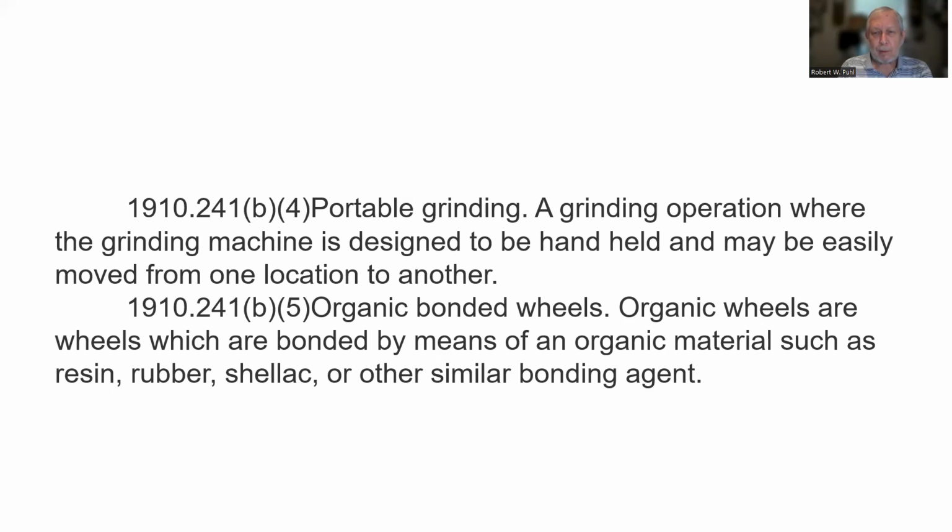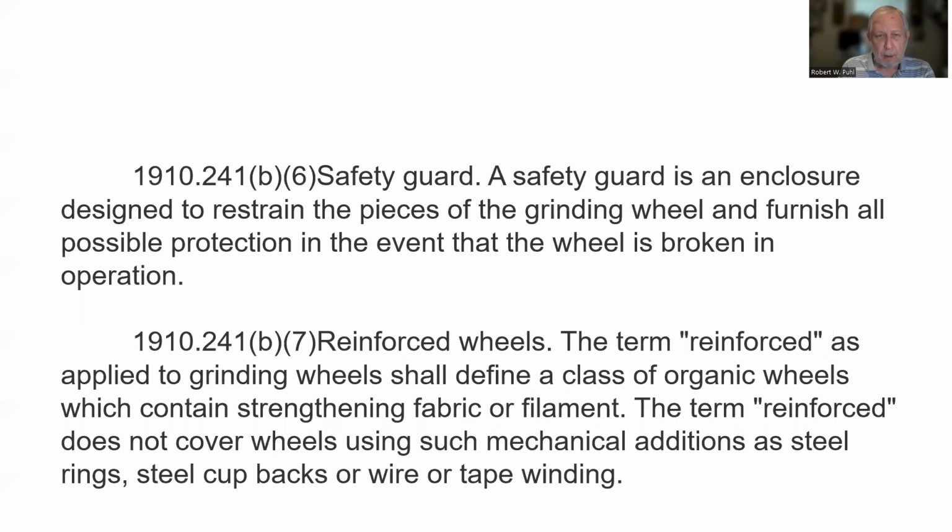Organic bonded wheels. Organic wheels are wheels which are bonded by means of an organic material such as resin, rubber, shellac, or other similar bonding agent. Safety guard. A safety guard is an enclosure designed to restrain the pieces of the grinding wheel and furnish all possible protection in the event that the wheel is broken in operation. Sometimes grinding wheels break, and when they do, they can be very dangerous.